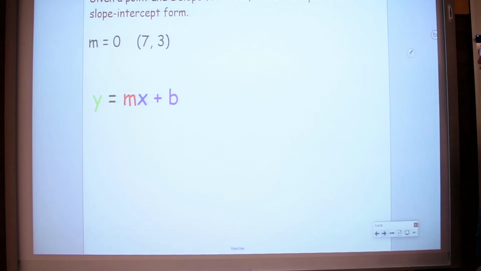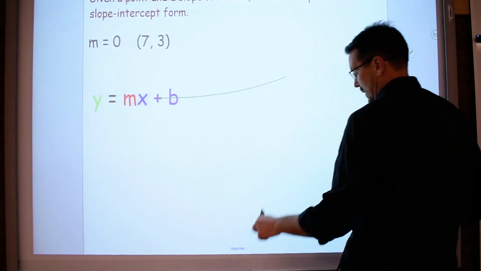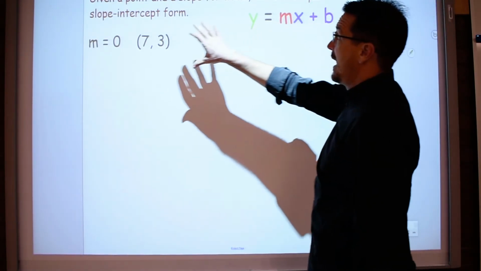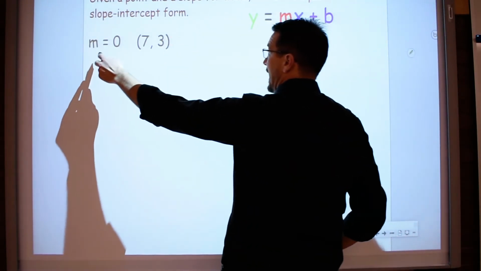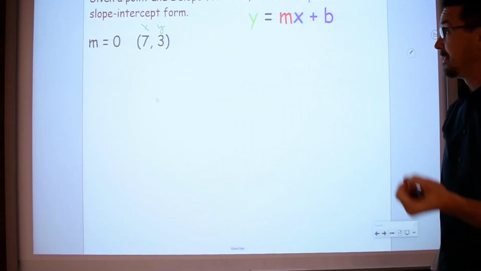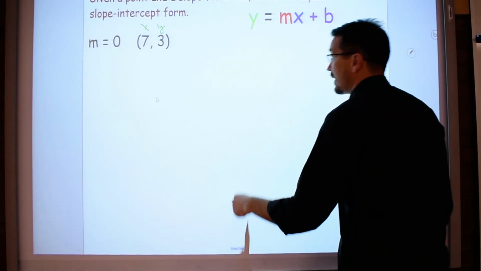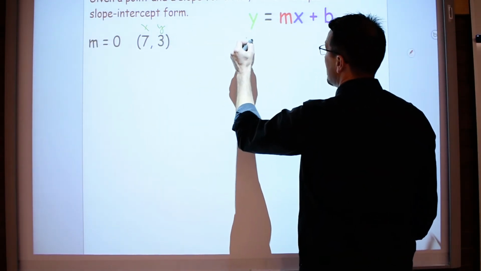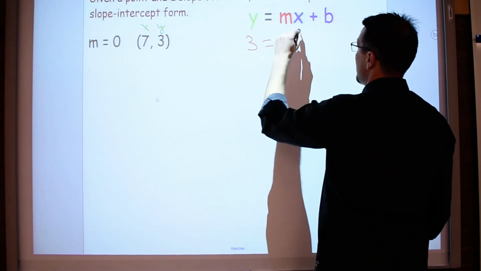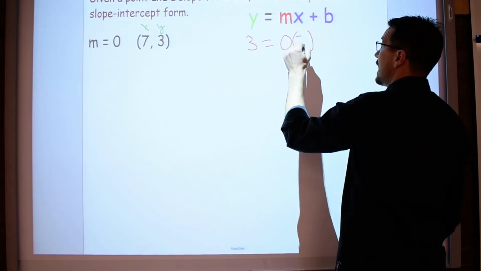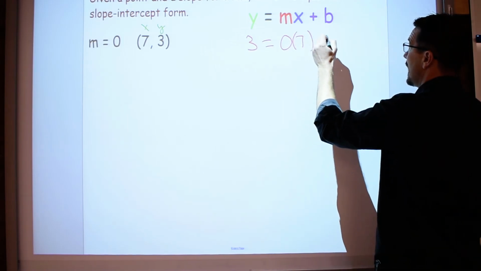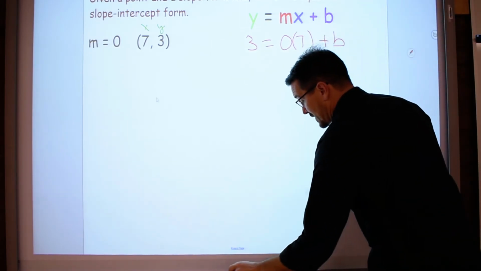So I'm assuming you did it, so here we go. Again, I take what I have and find what I don't have. I do have an m, I do have an x and a y. I can substitute those values in and then find b. So again, I'll go in here and say, I know y is 3. I know m is 0. I know x is 7, but I'm going to put it in parentheses because I don't want to accidentally get confused there. I do not know what b is. So I have to solve for b.